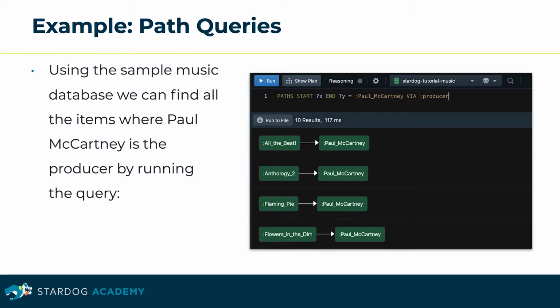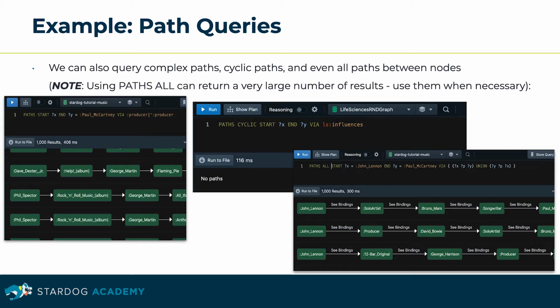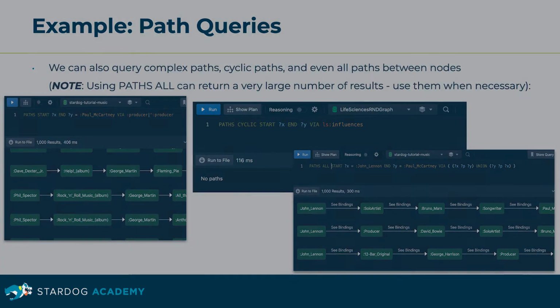Using the sample music database, we can find all the items where Paul McCartney is the producer by running this simple paths query. We can also query complex paths, cyclic paths, and even all paths between nodes. Please note that using paths all can return a very large number of results. Use them only when necessary. This concludes the section on path queries.